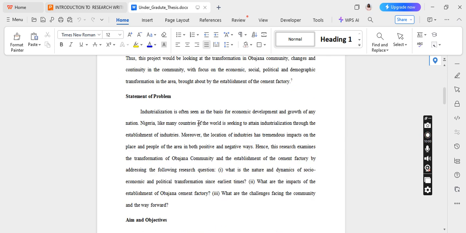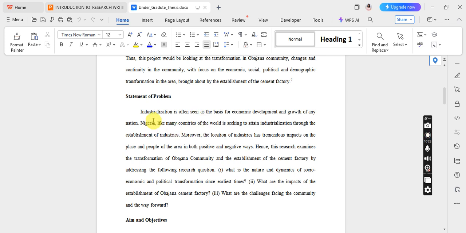So the statement of the problem: for a research topic to become viable, to become researchable, it must be solving a problem. If it's not solving a problem, there's no need for you to start researching it. Don't waste your time. You're not writing novels here. Even in novels, the author is trying to pass a message across. So what's the problem you are trying to solve? Okay, we're talking about the transformation of Obajana community, a historical survey. Okay, what's been happening there?